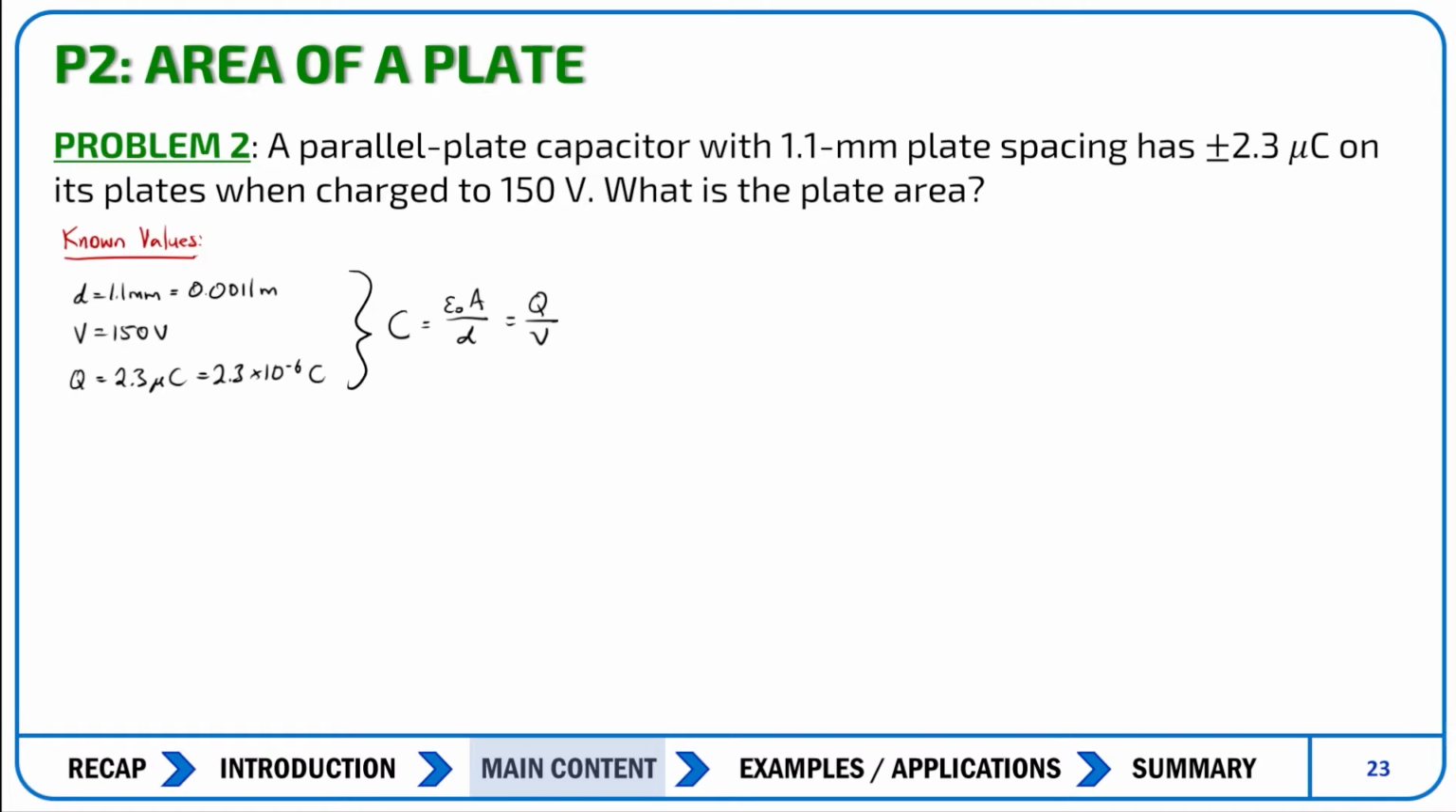Now, we're trying to find A, so it makes sense that we're going to have to rearrange for A. So A is going to be equal to QD over V epsilon naught. After that, we can just solve for area. Put solution over here.